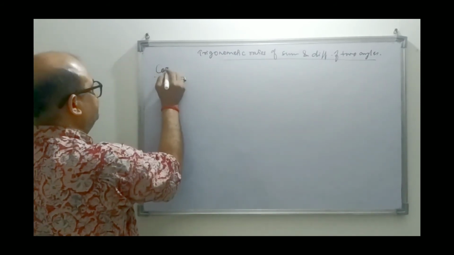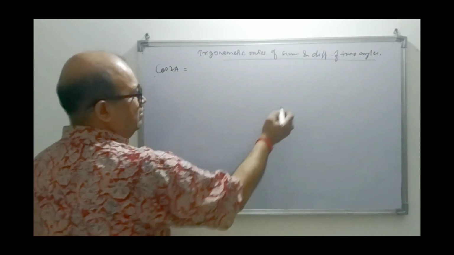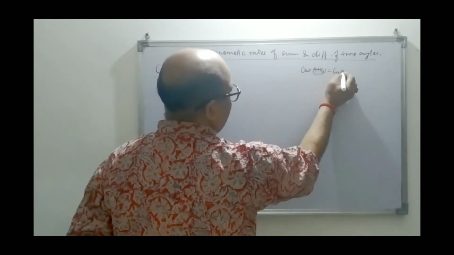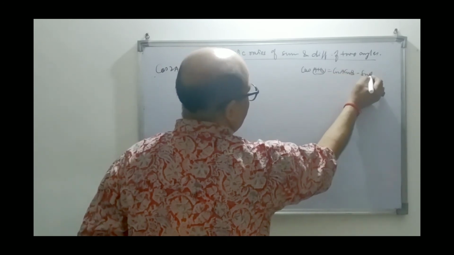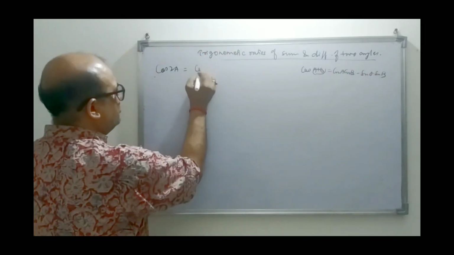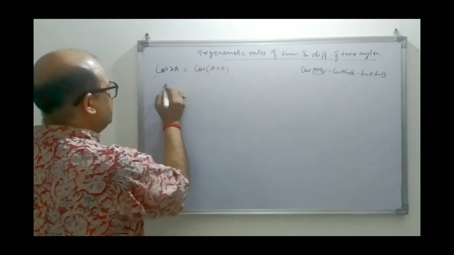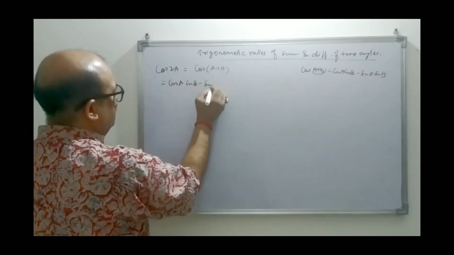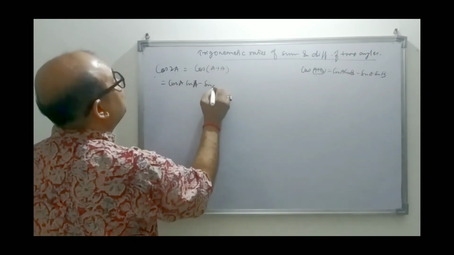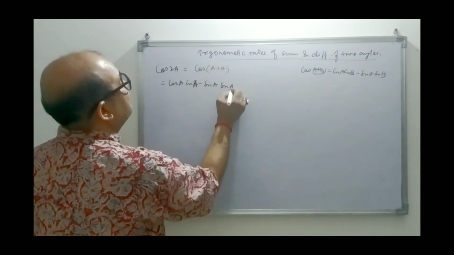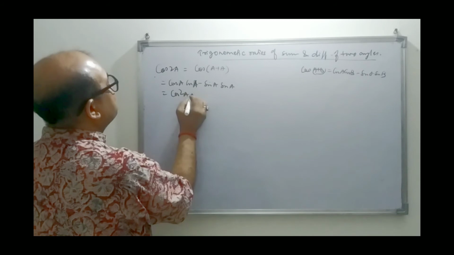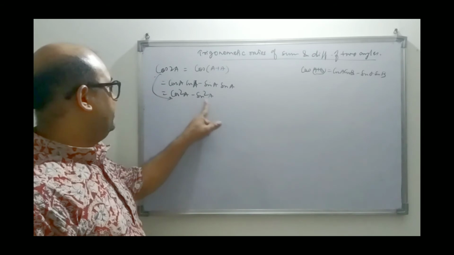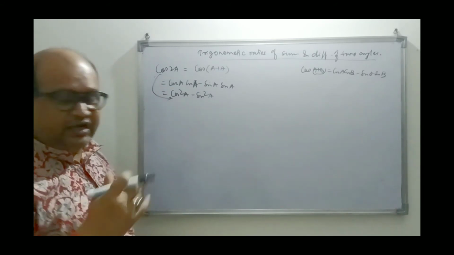Cos 2A. Same, we know the identity: cos(A plus B) equals cos A cos B minus sin A sin B. Put here, this can be written as cos(A plus A). Cos(A plus A) is what? That is cos A cos B minus sin A sin B, where B is again A. That is cos square A minus sin square A. So what I got? Cos 2A equals cos square A minus sin square A. Now this can further be reduced.